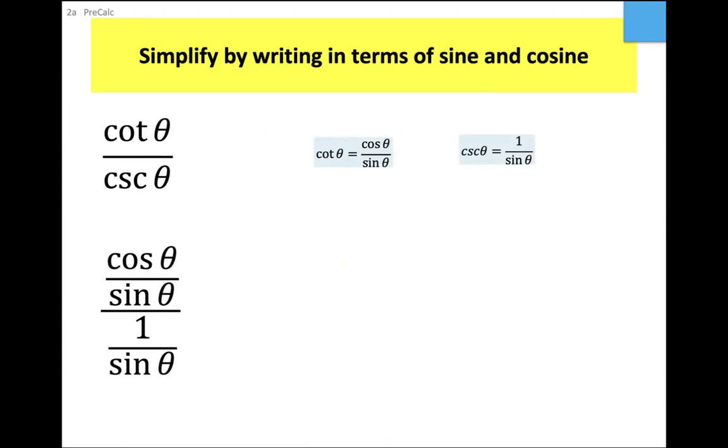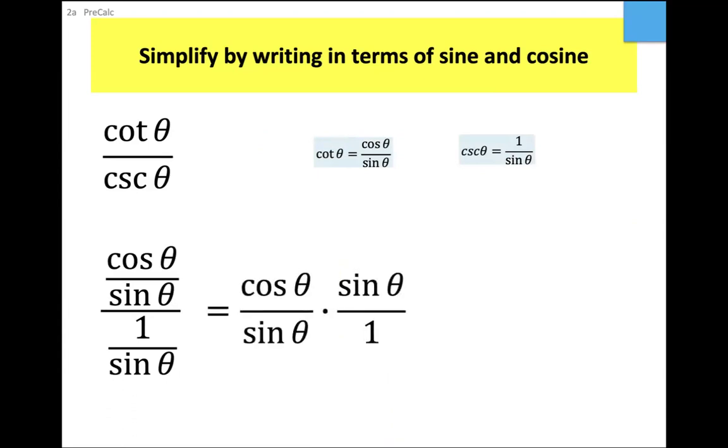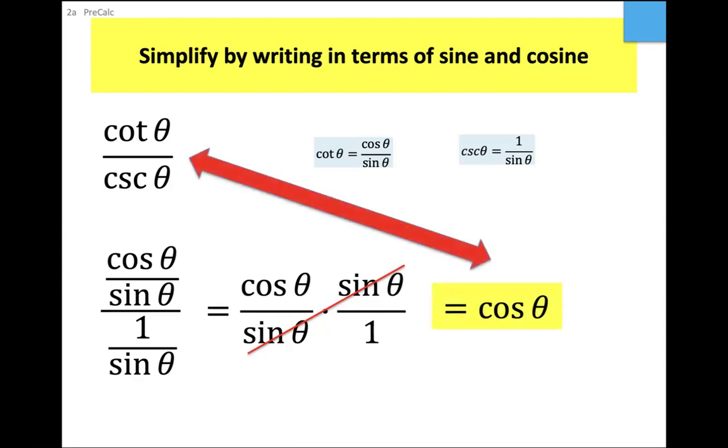And if I multiply by the reciprocal, or do a copy dot flip, we notice that the sine thetas would cancel and I'm left with just cosine. And I think you would agree that cosine theta is simpler than cotangent theta over cosecant theta.